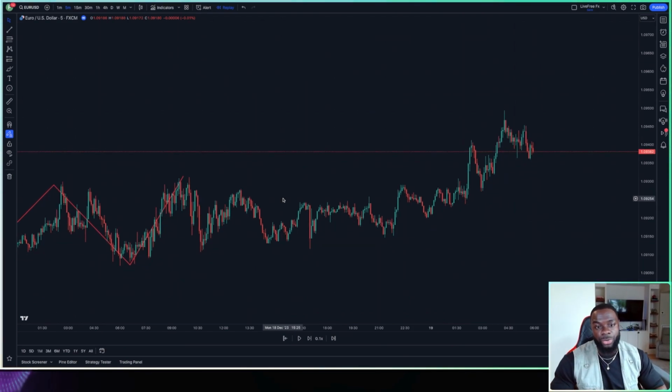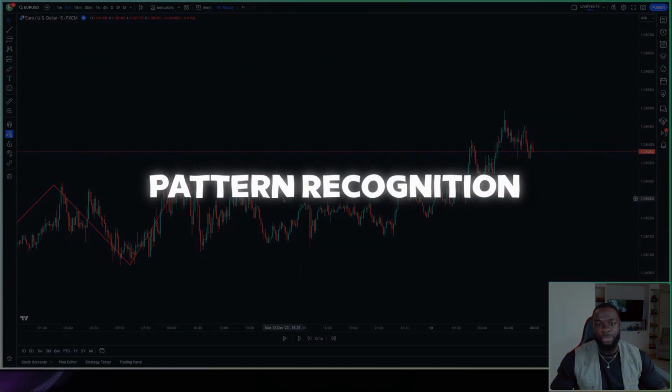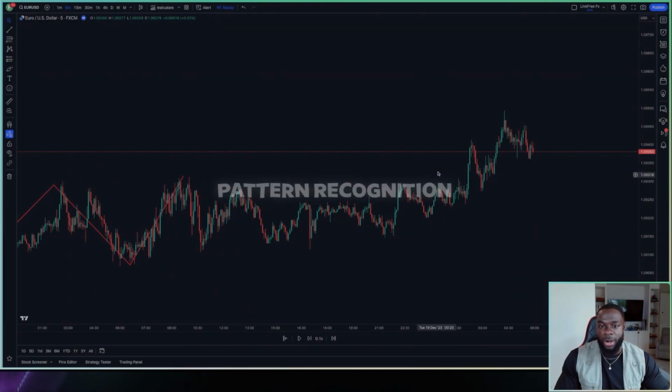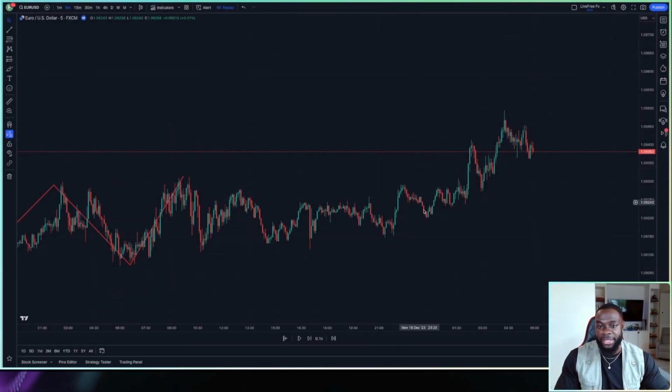And the next rule that we talked about was pattern recognition. We see that from a market structure standpoint, price is making higher highs and higher lows, which in itself is a pattern, and it signifies that price is moving higher. So we have an additional confluence.